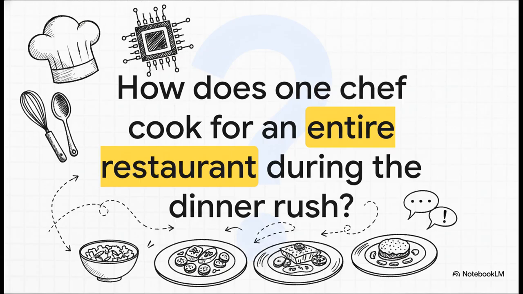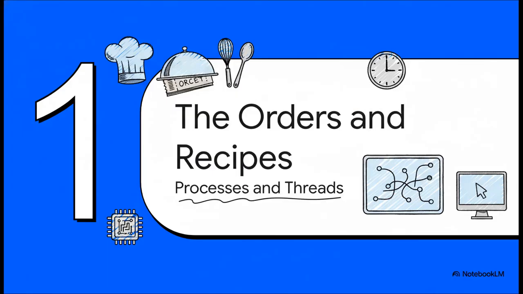This is the exact problem your computer's CPU solves every single second of the day. The chef, that's the CPU. And all those customer orders? Those are the programs and apps you're running. Okay, so before our chef can even think about cooking, they've got to understand the orders, right? In computer speak, that means we need to get a handle on what we're actually scheduling.